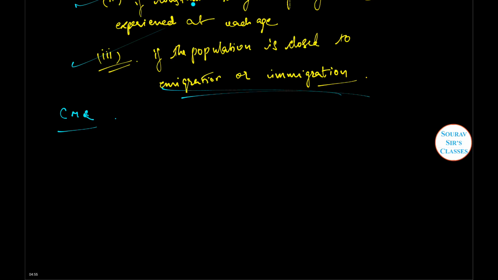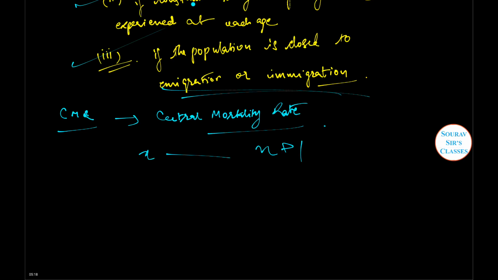CMR, that is central mortality rate. The central mortality rate or death rate is the probability that a person whose exact age is not known but lies between x to x plus 1 will die within 1 year following the attainment of that age.